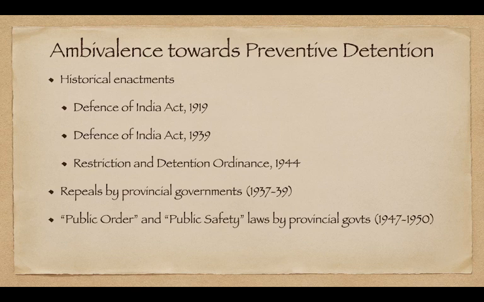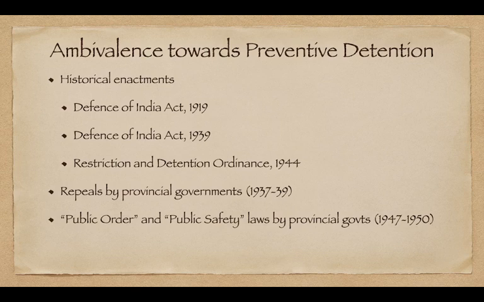It was also an opportunity for them to demonstrate to the people of India what kind of government independent India would have, assuming that those Congress ministers would be there in power at the time of independence. Despite that, as soon as independence was gained and even while the constitution was being enacted, provincial governments, again led by the Congress party, ended up enacting public order and public safety laws which provided for preventive detention.